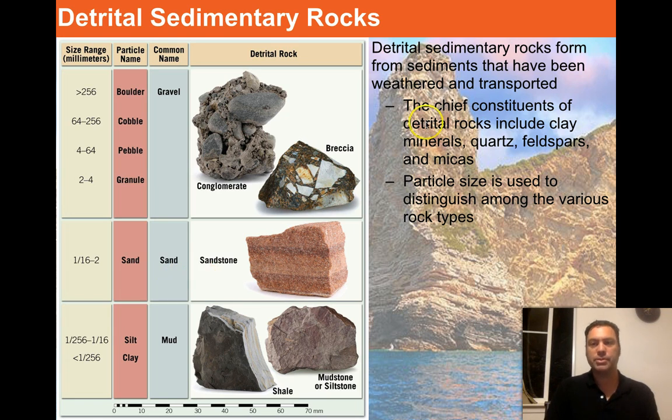The chief constituents of detrital rocks include clay minerals, quartz, feldspars, and micas. Why? Because they're the ones that are most chemically resistant. They're the ones that are most stable in the Goldich reaction series. So be aware of that. If, like I said, you don't recall that, you need to go back to that previous lecture and review that information. Particle size is used to distinguish among the various rock types. So this is what we're doing up here. Conglomerates being big, conglomerate and breccias, sandstones in the middle, mud with the smallest pieces.